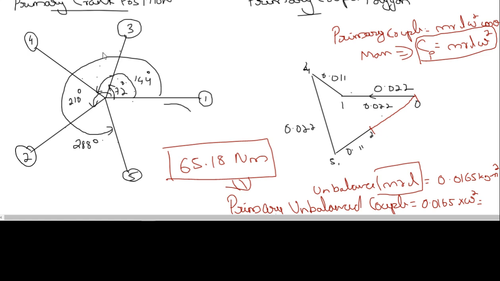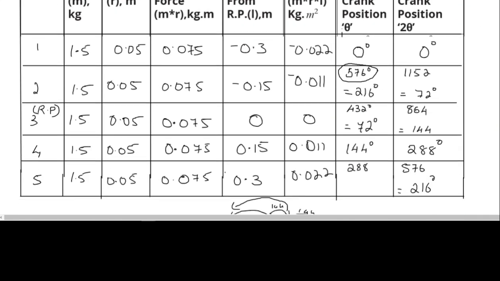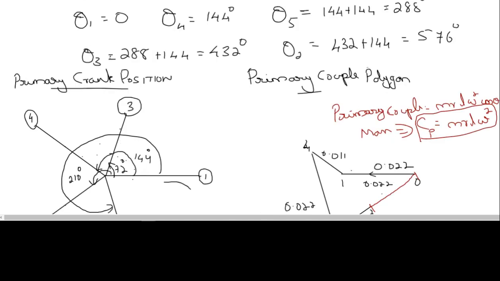Now we should use the same principles to draw the secondary force polygon, but you should change the crank angle to the secondary crank position according to the angle segment. We will see how it is done.